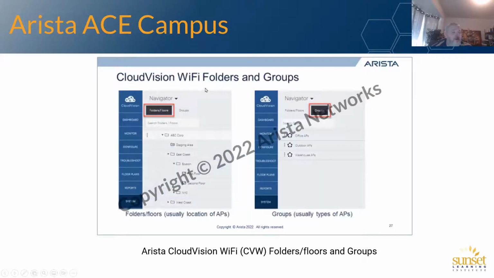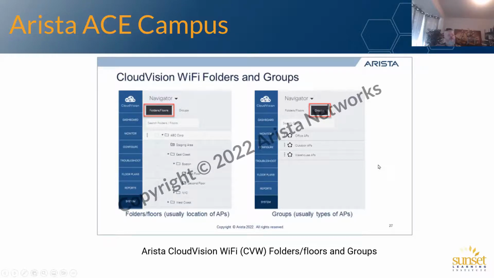So we talk about how we do organization inside of CV Wi-Fi. So we set up these folders that represent locations, and you put your APs into these location folders, and now they receive the configuration for that location, for that folder. All right. We can put floors into folders, and now that allows us to import floor plans. So we'll talk about how to do that, right? And then we also have, in addition to folders, we have groups.